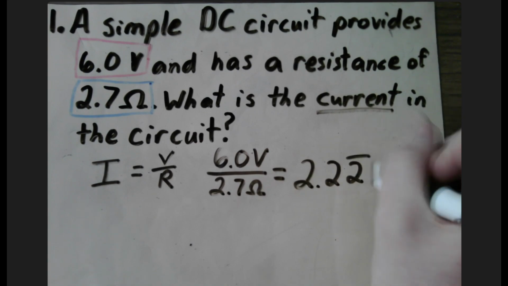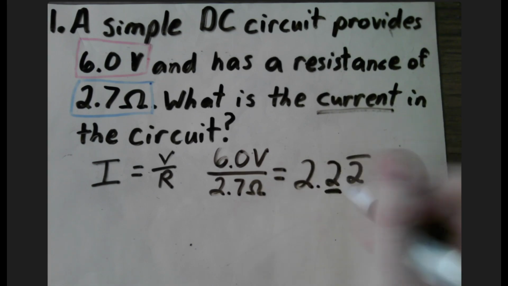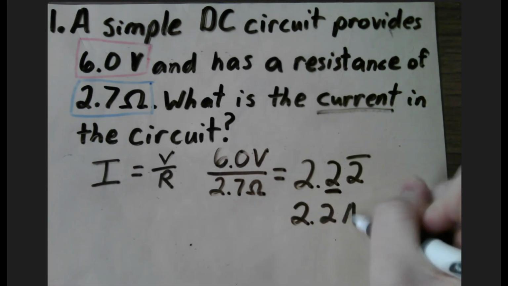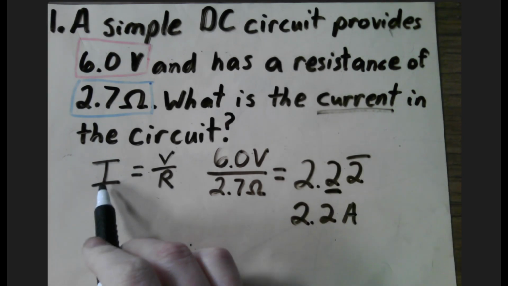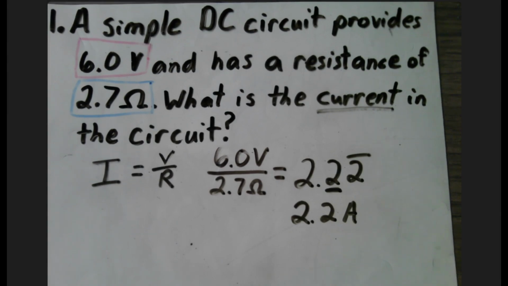2.22 repeating. We're going to round to the nearest tenth, and our answer is 2.2 amperes. Amperes is the unit for current. Let's go ahead and take a look at another problem.